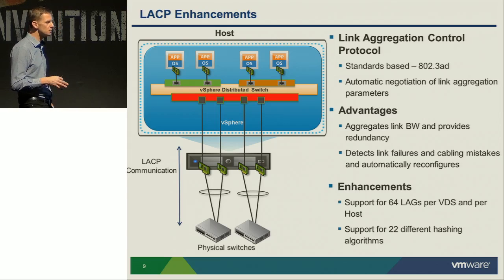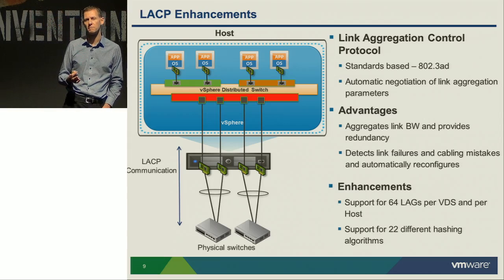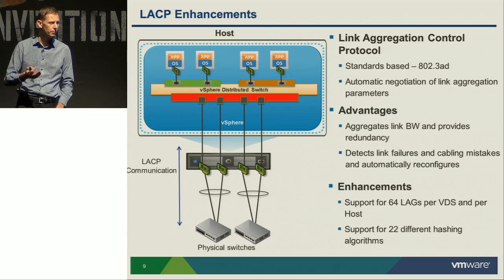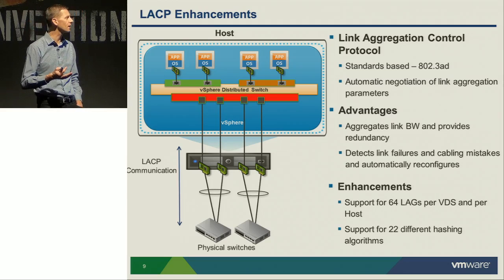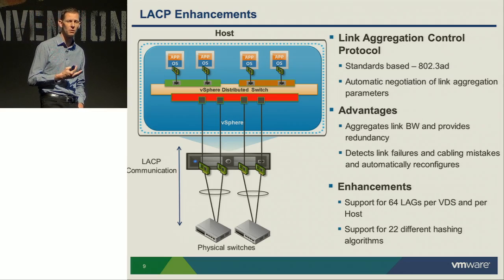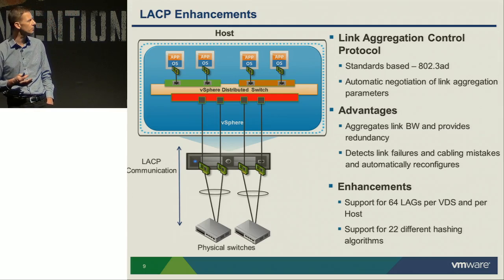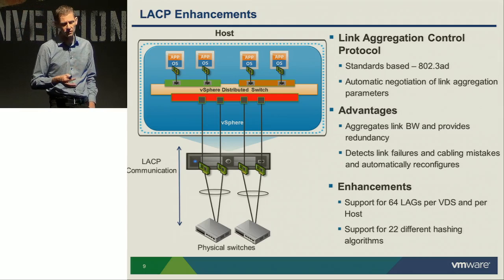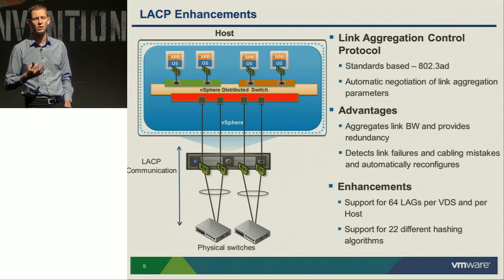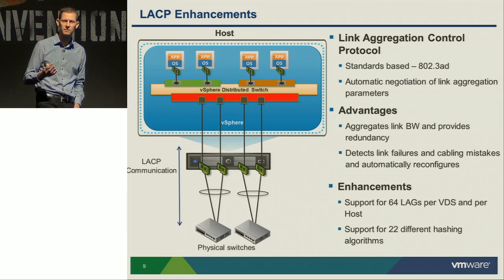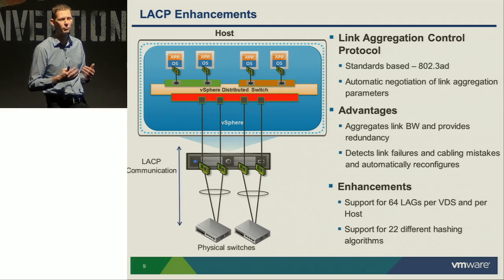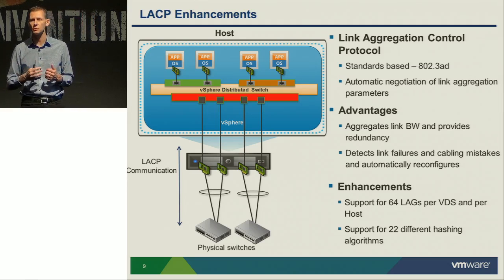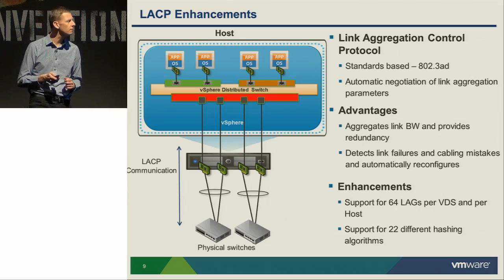Some of the enhancements: in the previous version, 5.1, we only had support for one aggregation group. In 5.5, we have support for 64 LAGs per VDS and per host, so you've got a lot more scalability. Some of the feedback was that we didn't have enough scalability across the LAGs. Importantly as well, there has to be an algorithm for hashing in terms of load balancing. When you have these teamed NICs, you have to have some way of load balancing, and that's based on an algorithm. We now have 22 hashing algorithms that you can use for the teaming.